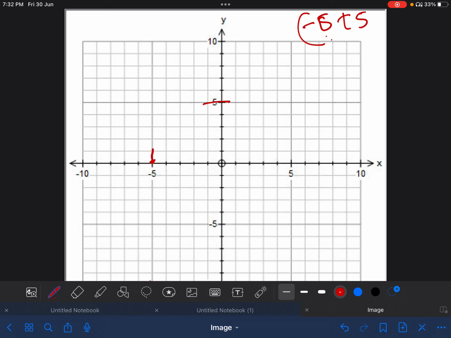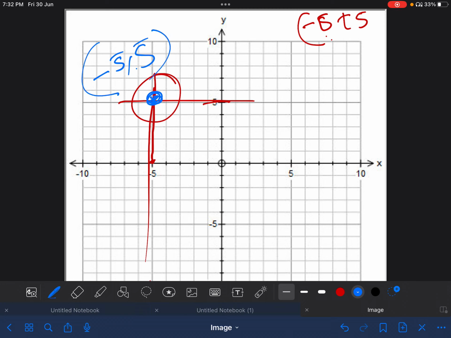Suppose I extend the line like this, and I extend a line from the y-axis and a line from the x-axis. These two lines intersect over here. So this blue color point, which is -5 and +5, suppose that is R, which is observed over here.